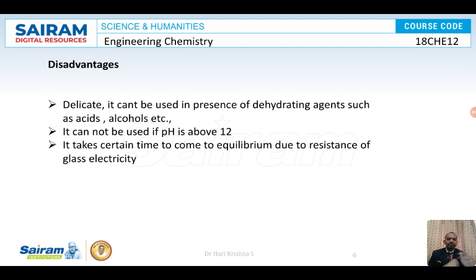This is because of hydroxyl ions. Also, in order to reach equilibrium it takes some time, because the glass electrode also offers some resistance. So these are some disadvantages of the glass electrode.